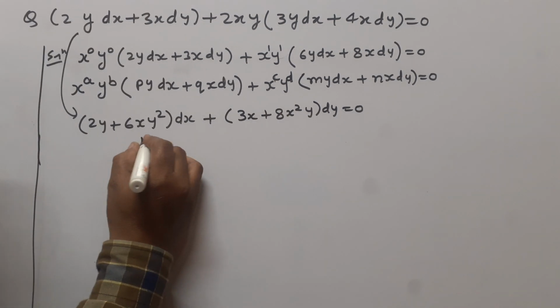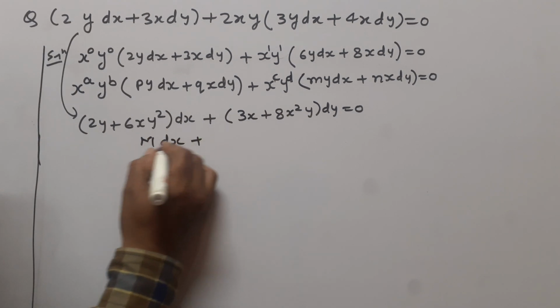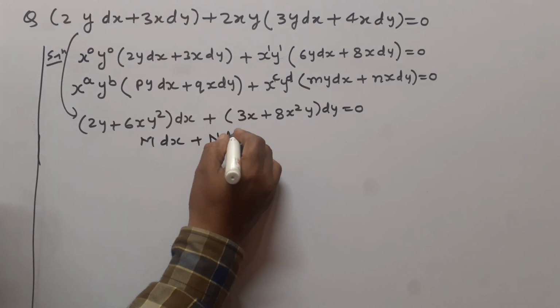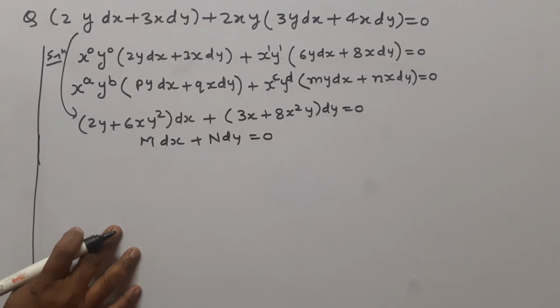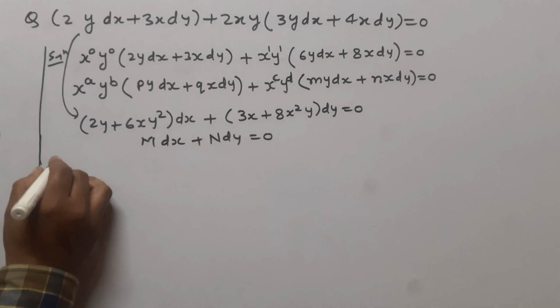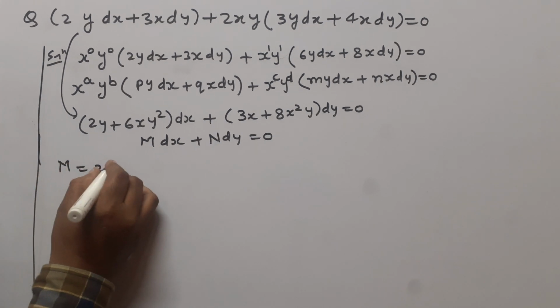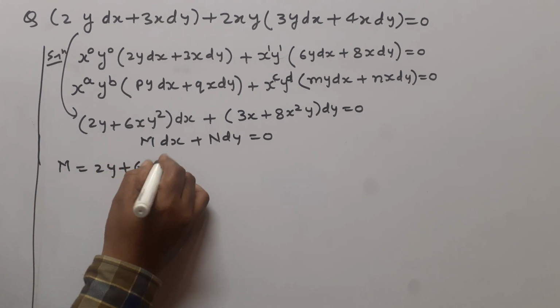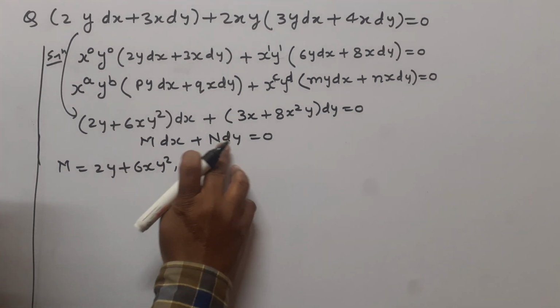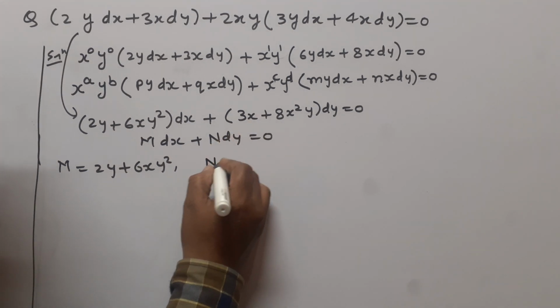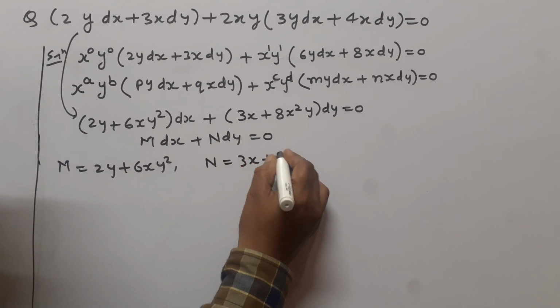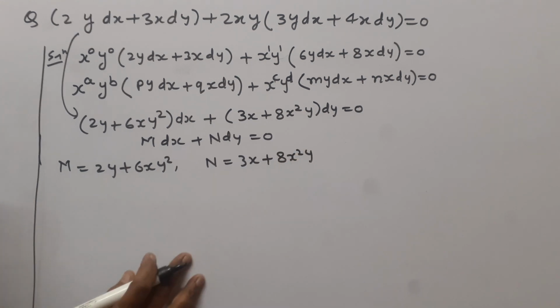Now we compare with M dx + N dy = 0. So the coefficient of dx is M, where M is 2y + 6xy^2, and the coefficient of dy is N, so N is 3x + 8x^2 y.